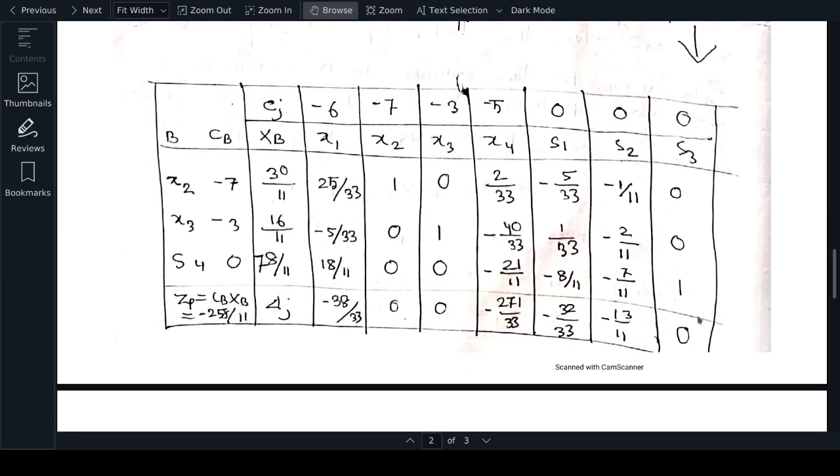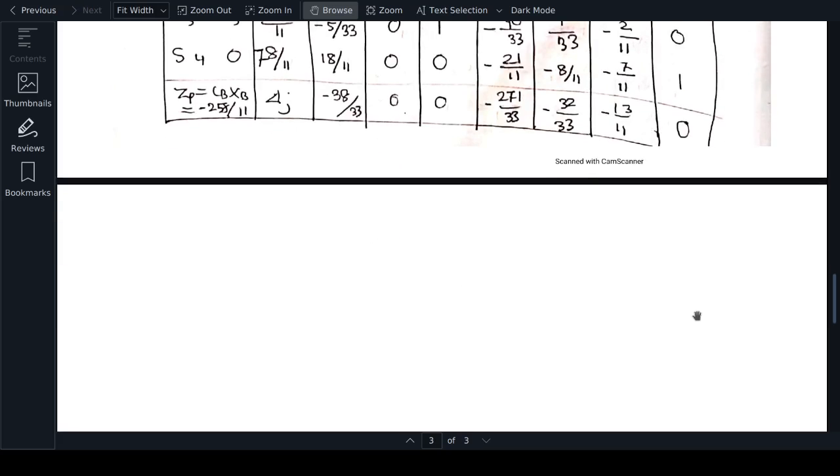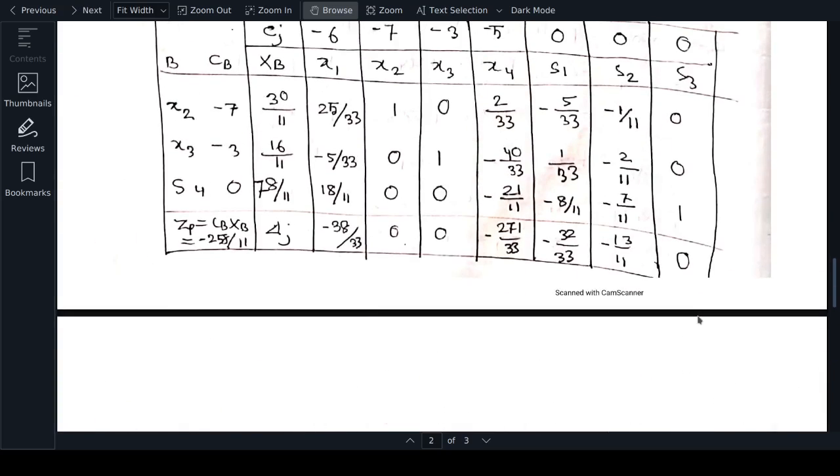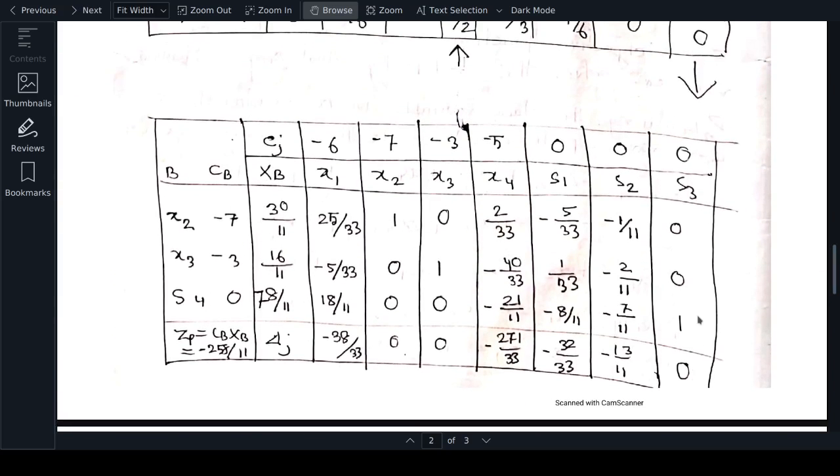All of you find out now how to find out the new element in the new table. Yes, sir. Binoy? Yes, sir. Okay.